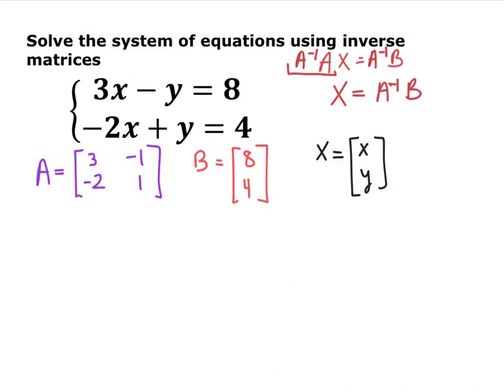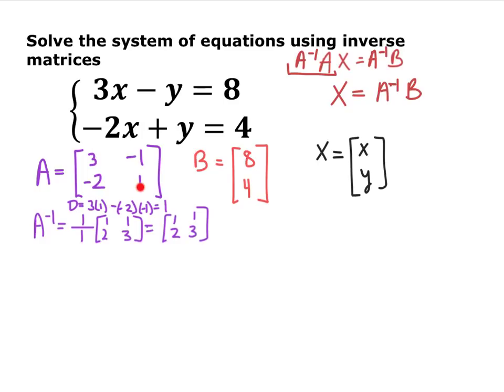The first thing we need to do is find the inverse of matrix A. Go ahead and pause the video and find the inverse of this coefficient matrix. To find the inverse, we have 1 over the determinant. The determinant ends up being 3 minus 2, so again it's just 1. Then flip your 1 and 3 and make -1 and -2 the opposite sign. In this case, you get 1, 1, 2, 3. That's A inverse.